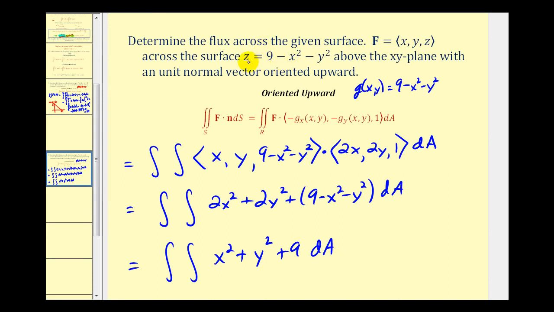So if z is equal to 0, we would have x squared plus y squared equals 9. So we have a circle centered at the origin with a radius of 3. I think what we'll do here for this one is use polar coordinates. Let's do the conversion on the next page.